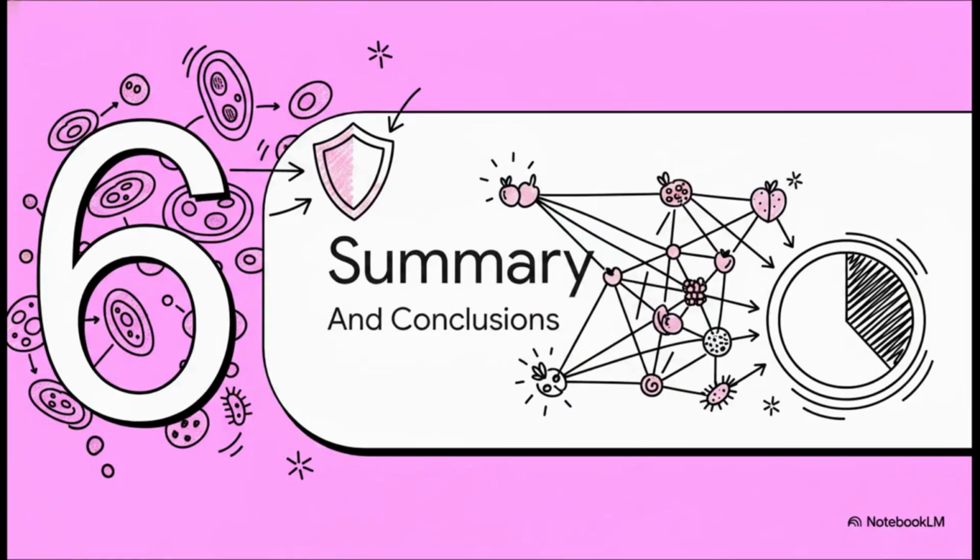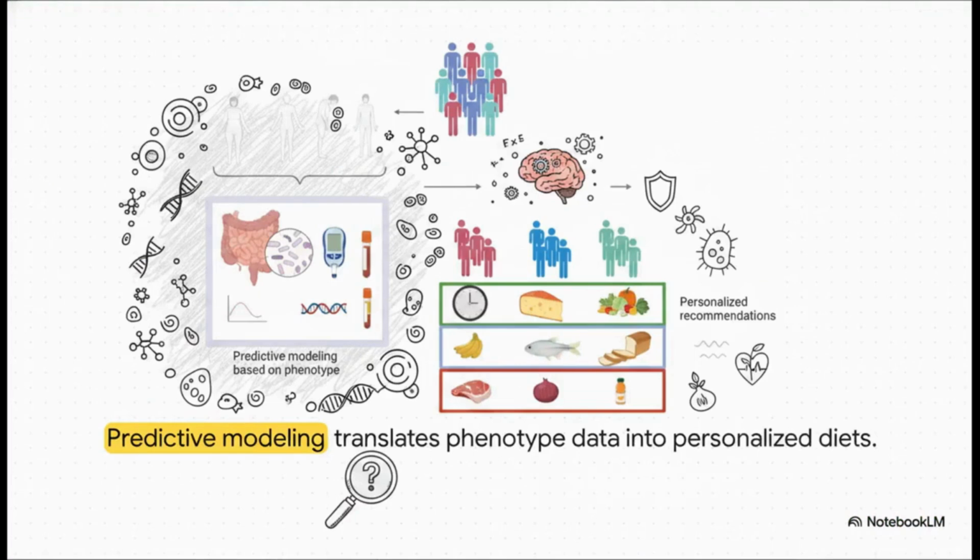Section 6. Summary and conclusions. Multi-omics predictive modeling translates massive arrays of phenotype data. This incorporates host genetics, continuous glucose monitoring, and precise microbiome sequencing. Machine learning algorithms process these diverse biological inputs to generate highly personalized dietary recommendations.